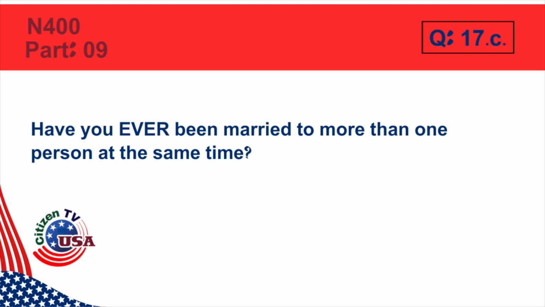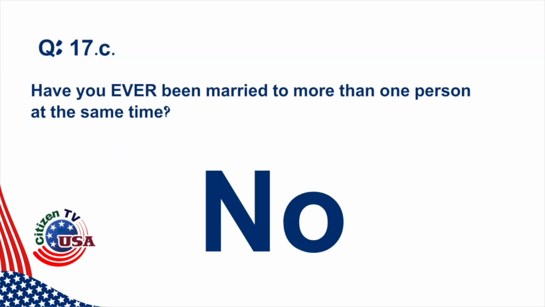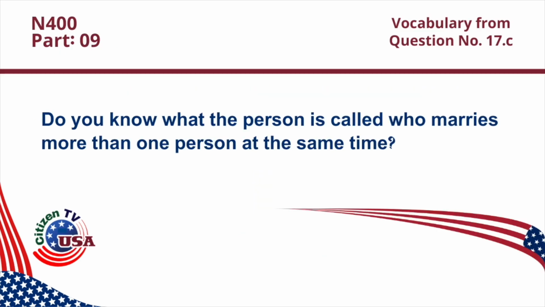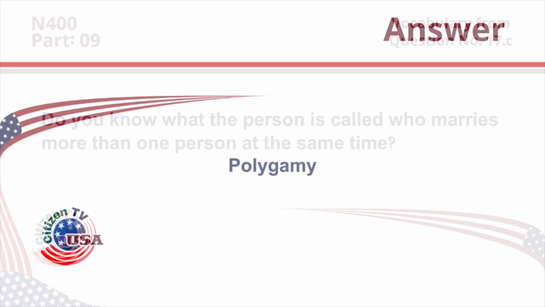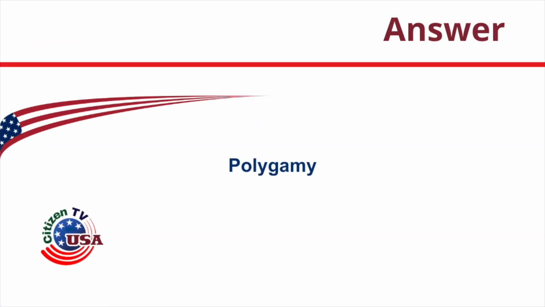Have you ever been married to more than one person at the same time? No. Do you know what the person is called who marries more than one person at the same time? Polygamy.